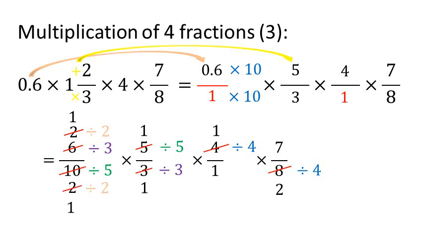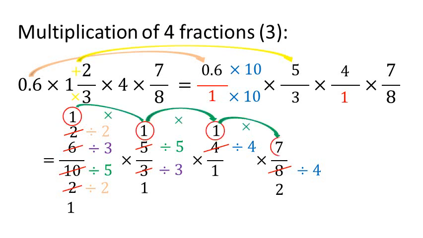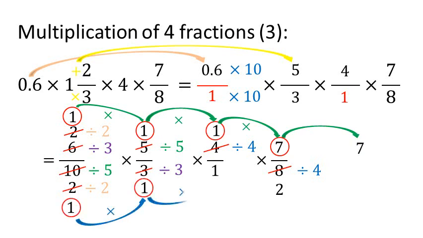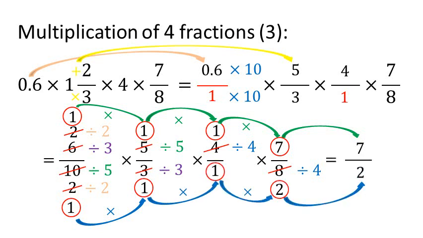Now multiply the numerators. 1 times 1 times 1 times 7 to get 7. And the denominators, 1 times 1 times 1 times 2 to get 2. So the answer is 7 over 2.